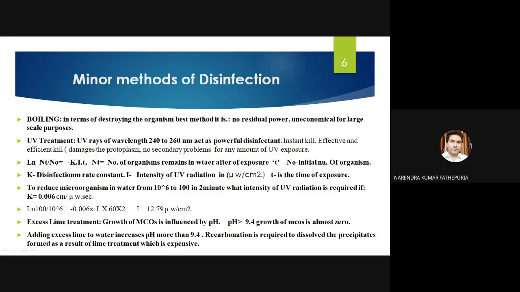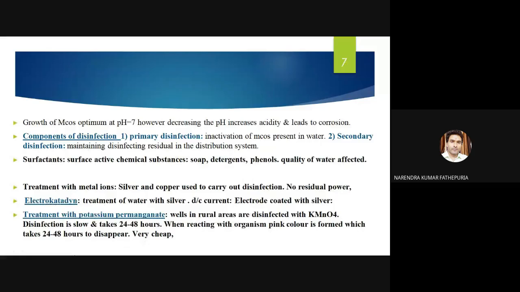Lime also increases the pH level, and adding it to water increases pH to more than 9.4. Recarbonation is required to dissolve the precipitates formed as a result of lime treatment, which is expensive. As I told you, recarbonation is a process for removing hardness. The same way it can be followed here also. So through recarbonation also, the pH level can be adjusted. These are the various minor methods.